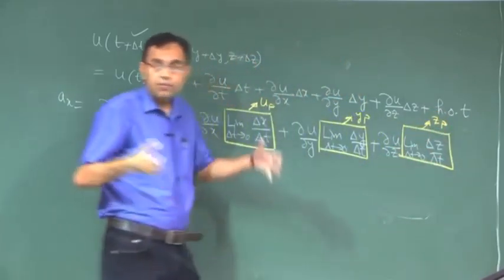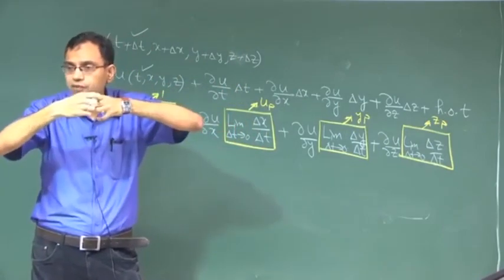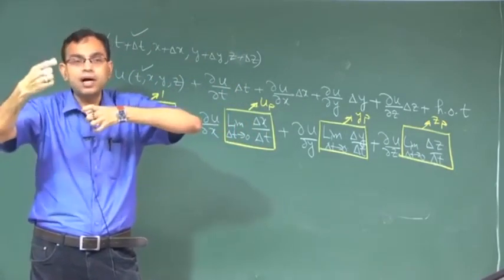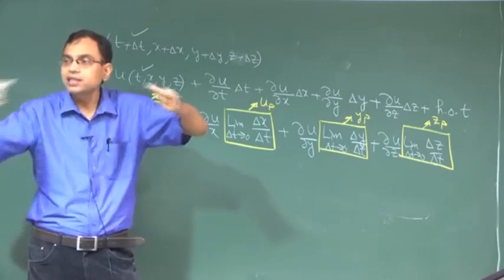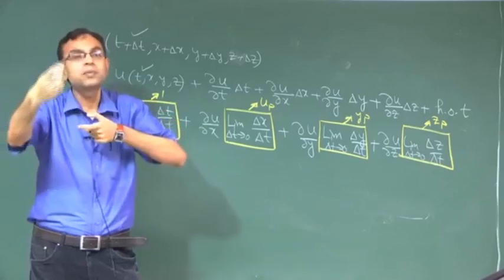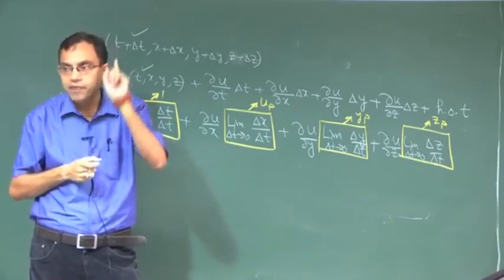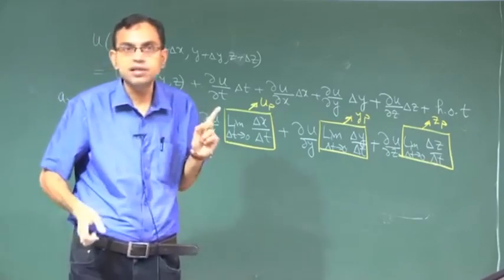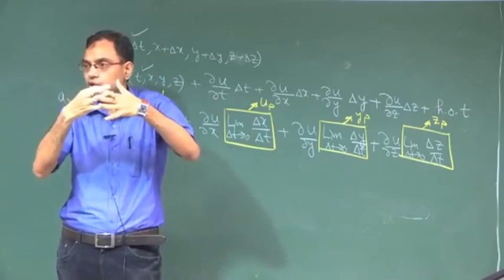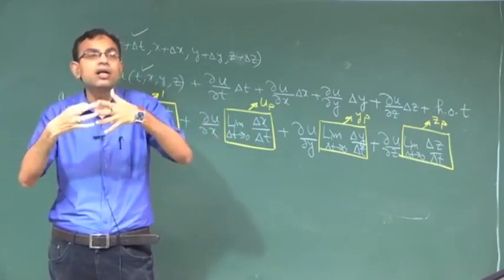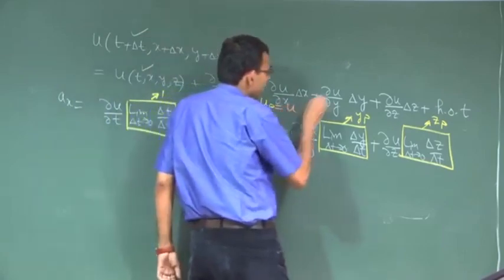Now that you make delta t tend to 0, the previous position of the particle and the new position of the particle converge, and therefore the Lagrangian description and the Eulerian description at that point merge. This is very important. This is the subtle concept that you must discuss: as you make delta t tend to 0, the Lagrangian and Eulerian descriptions merge, and then this becomes the velocity of flow along x.